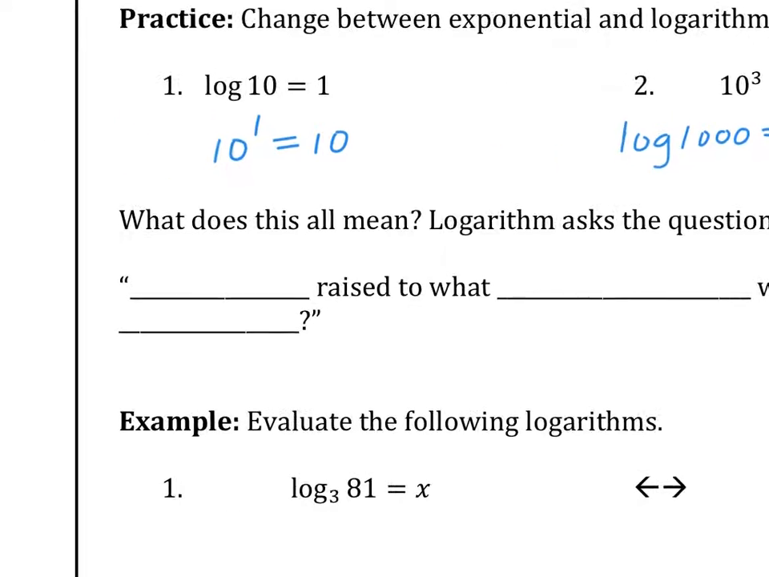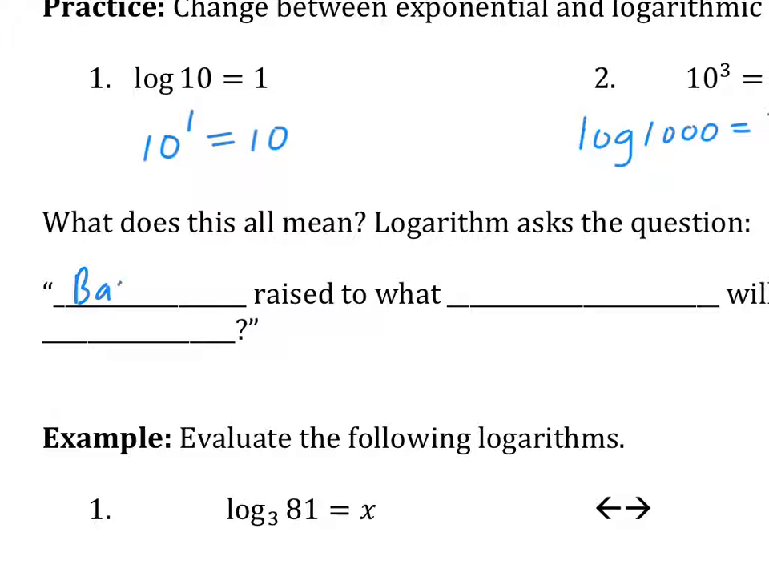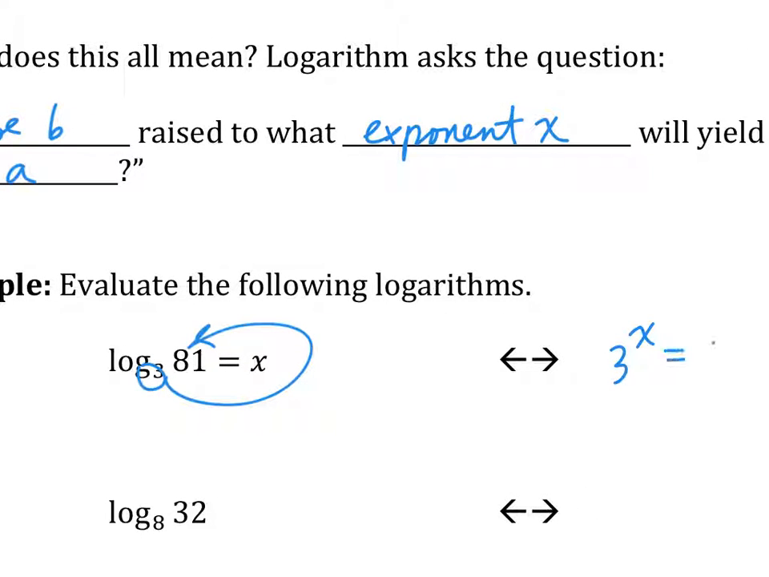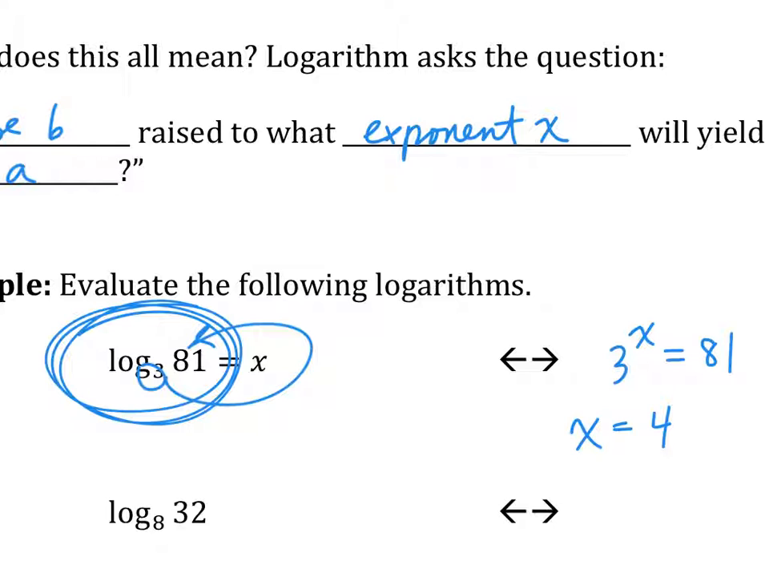So now what does this all mean? Log is really asking the question, base b raised to what exponent x will yield a? B to the what is a. That's what it's asking. Let's look at number 1. Log base 3 of 81 equals x. We're going to do the loop rule. So that is 3 to the x is 81. When you see a log question, it's really just asking 3 to the what is 81, or b to the what is a. So 3 to the what is 81? 4. So this whole thing just means 4.